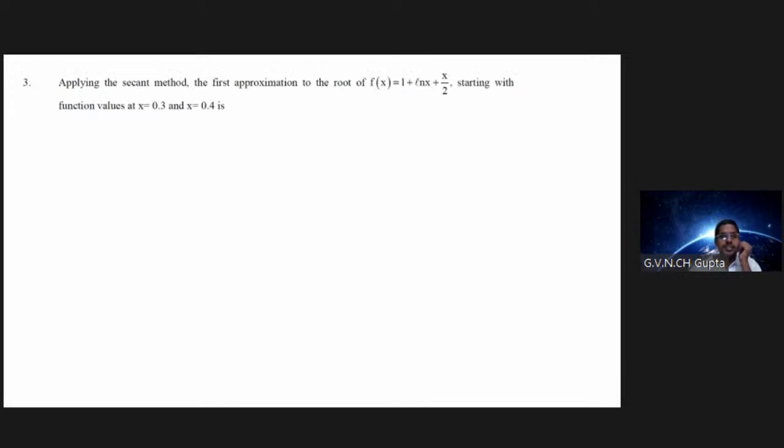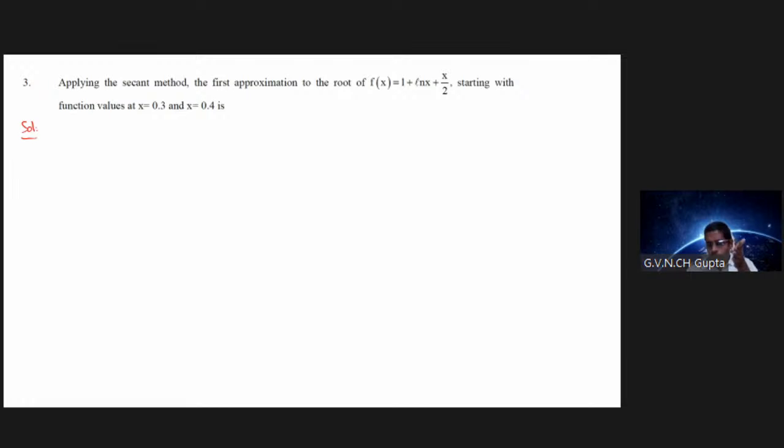So this is the question asked in GATE. Applying the secant method is also mentioned. Remember, all of you, while solving these problems for the approximation value to the root of the equation, if the method is not mentioned, by default the method should be considered as the Newton-Raphson method. That is the best method, better than the remaining methods, whenever the method is not mentioned.